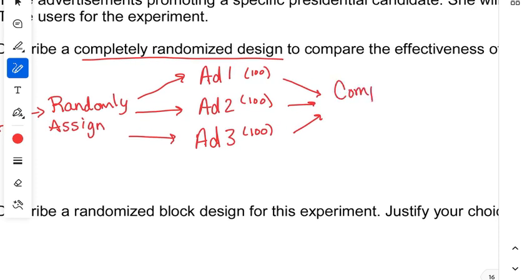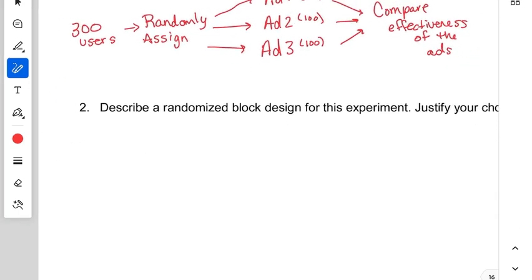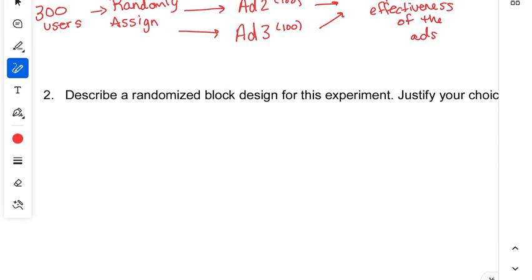Okay, and then what's going to happen after they do the ad? Compare. Compare what? Compare the effectiveness of the ads. We don't know how they're going to compare them. I don't know if they're going to do a test, or see who wants to buy it. But that doesn't matter. All we know is that we're going to compare the effectiveness of the ad. Done. All right, number 2.